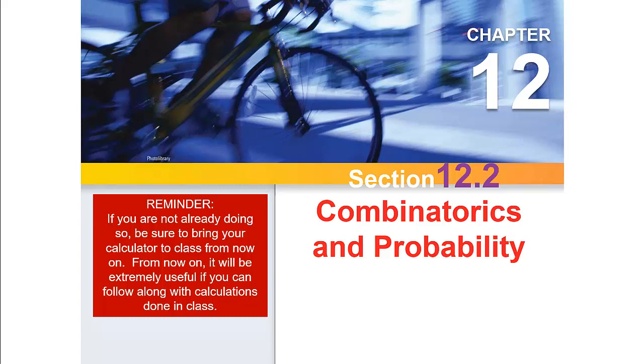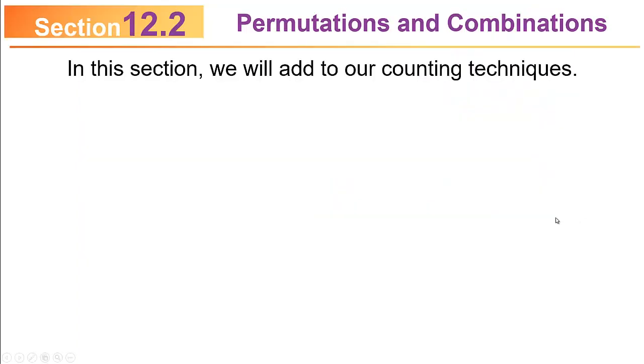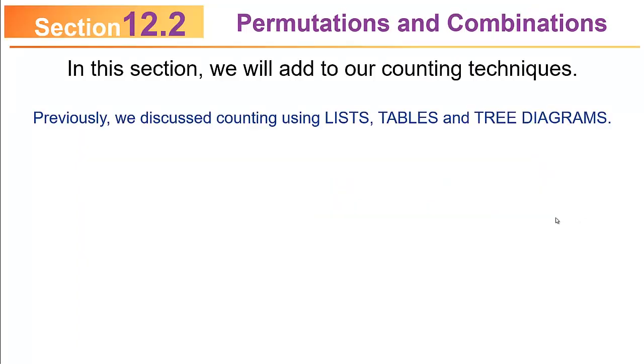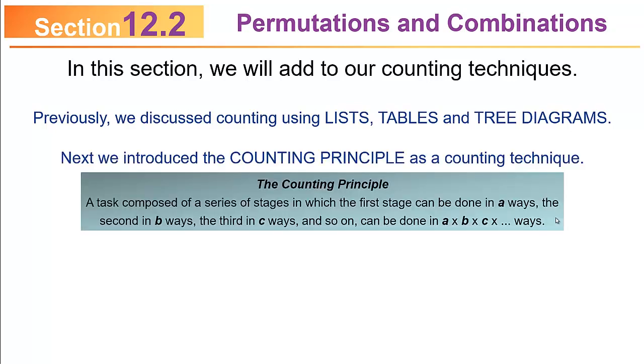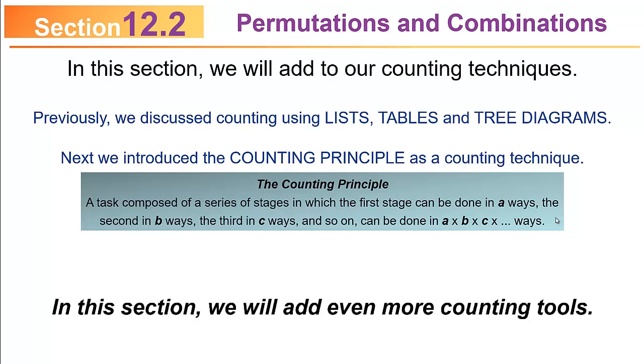Today we'll discuss section 12.2 and continue our study of combinatorics. I'll begin by reminding you that we've talked about using lists and tables and tree diagrams, and more importantly, we introduced the counting principle as a counting technique. I want to add to that, our toolbox for counting things will continue to grow.